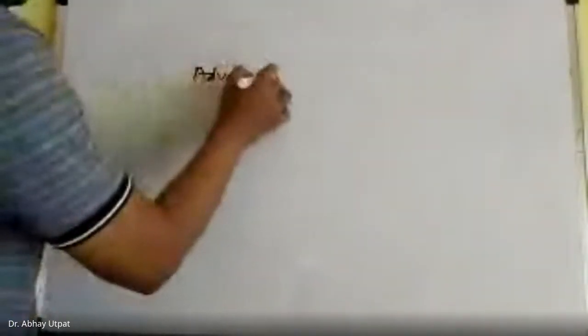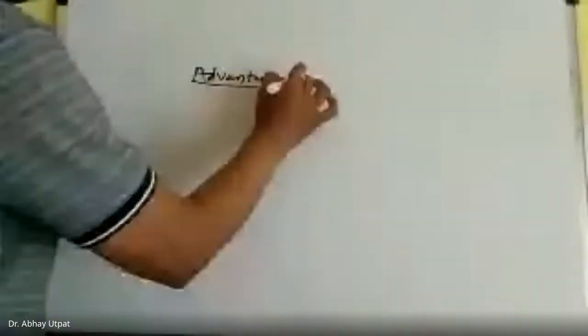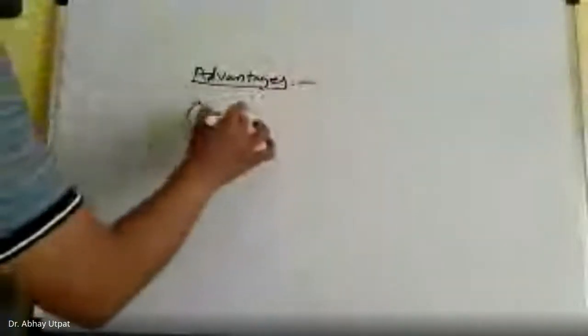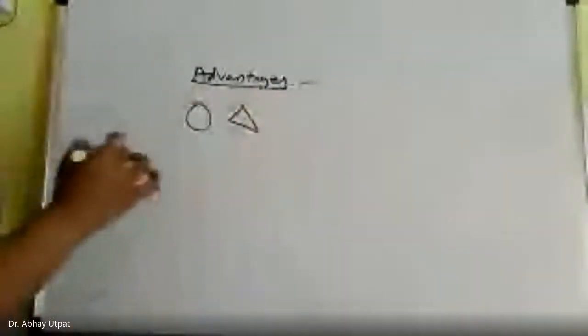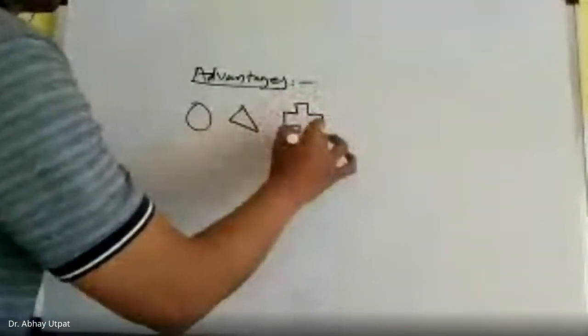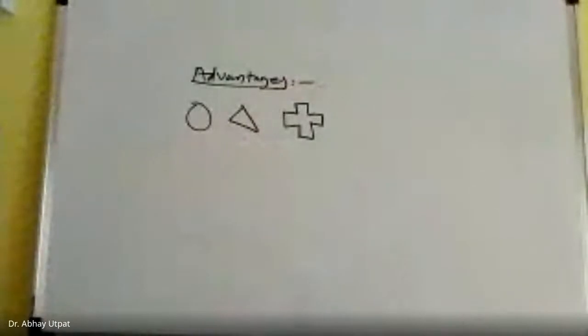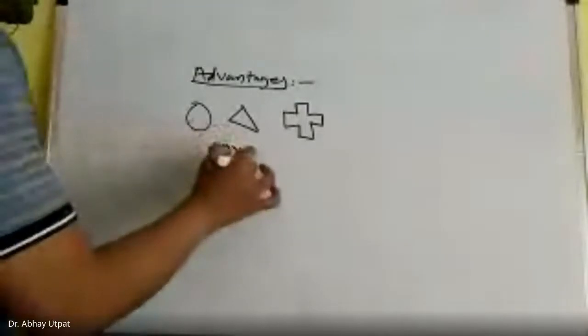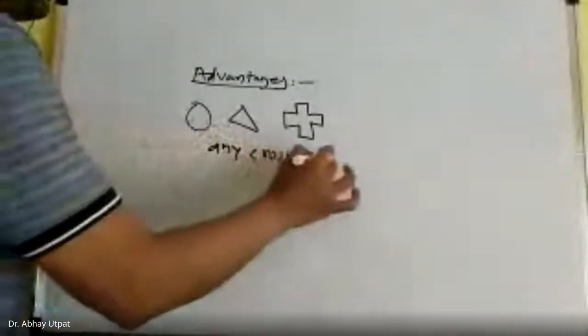Advantages. Any cross section can be easily produced. So, if you put round cross section, you will get round bar. If you put a triangle cross section, you will get this bar. If you put a plus sign, you will get this part. So any cross section you give can be produced during the extrusion.